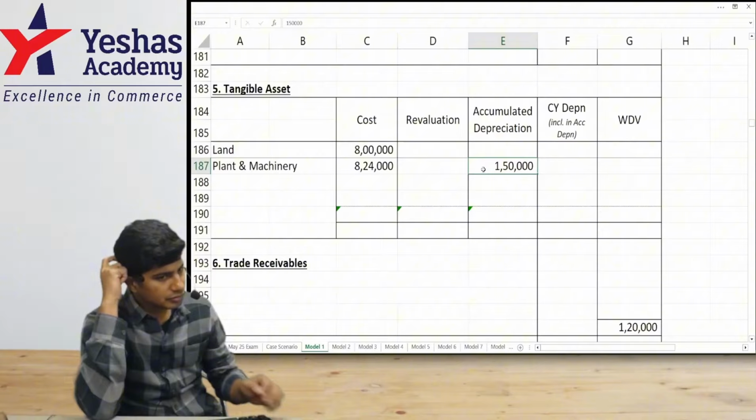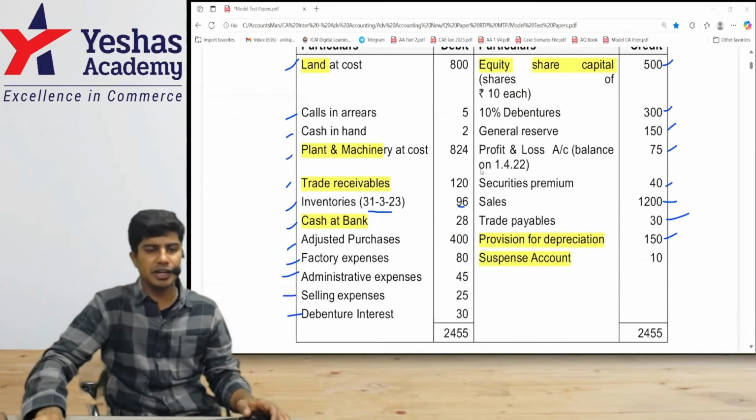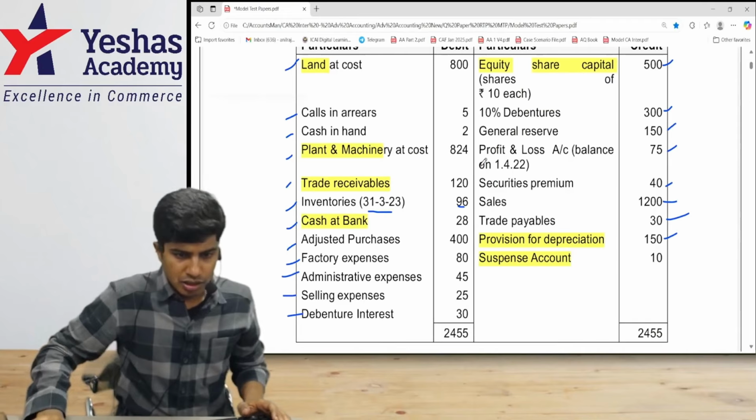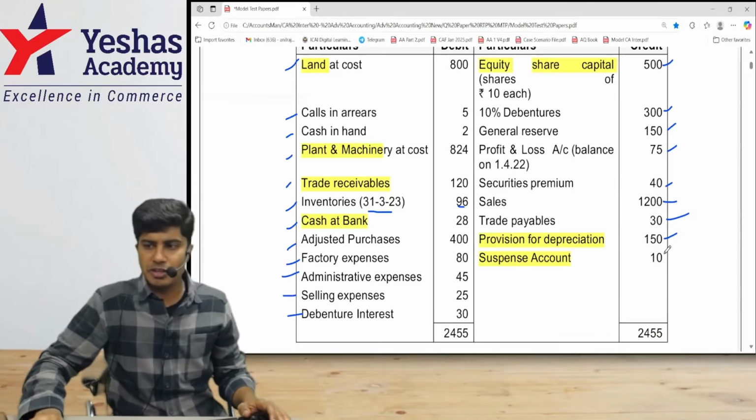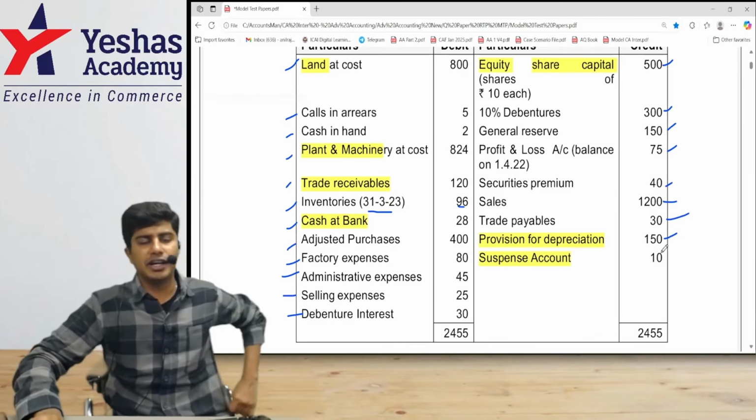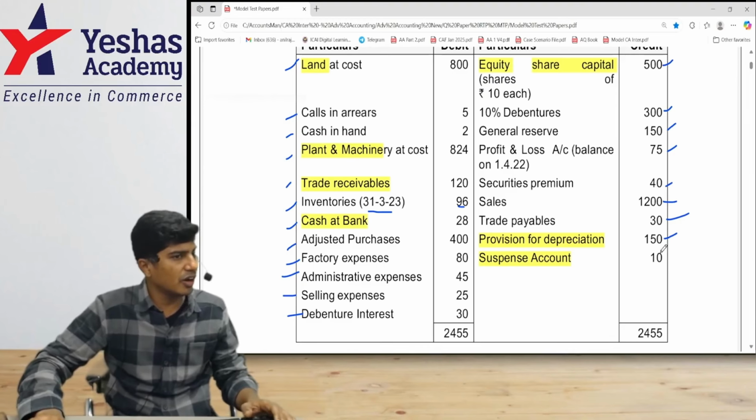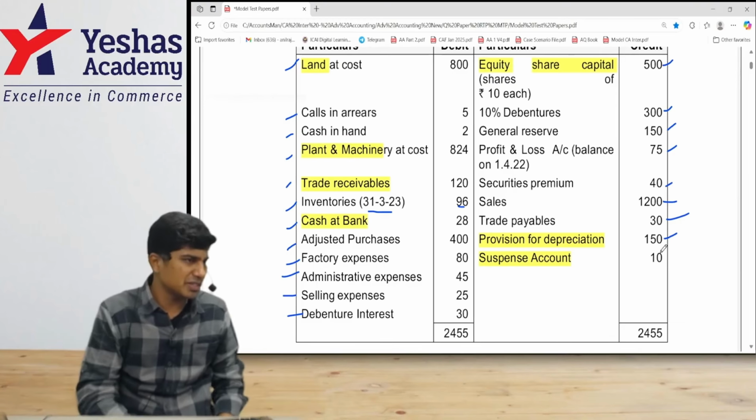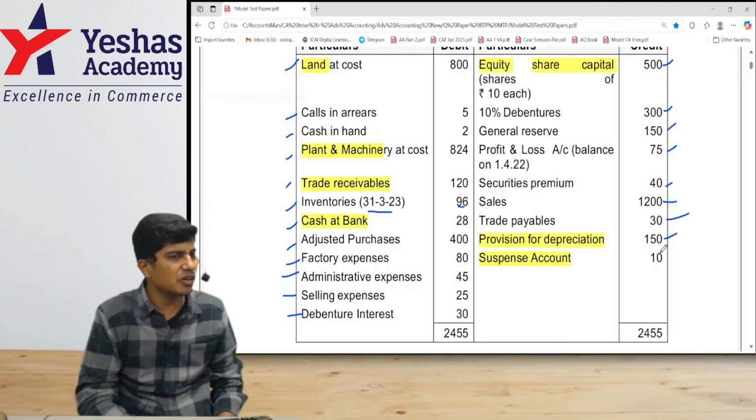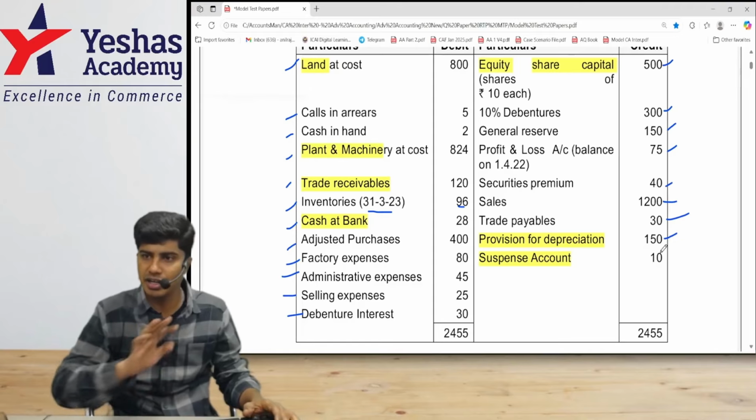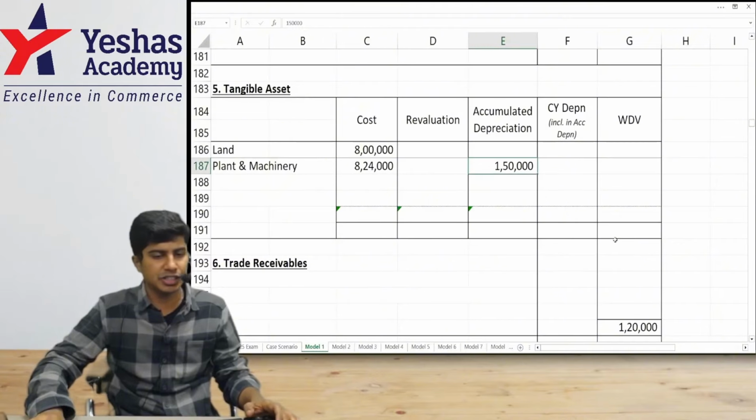Got it? What do we have after this accumulated depreciation? After that, we have suspense of 10,000. Suspense of 10,000 needs to be adjusted. There is a clear adjustment given. For now, I will not write it. Where will you write suspense? Suspense has to be eliminated, no? We found the reason also. We'll eliminate it. So I will not write it anywhere in the balance sheet.